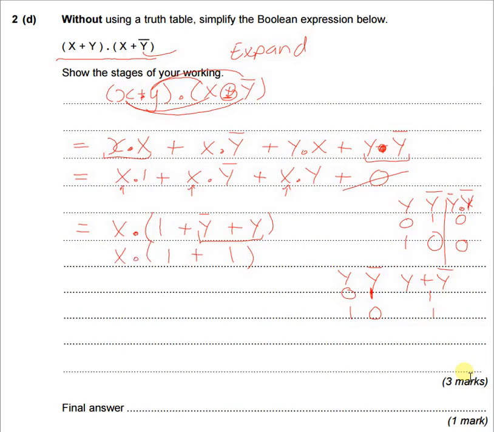So it's x and 1 or 1. 1 or 1 is 1. So I've got x and 1, which is just x. So my final answer should be x.